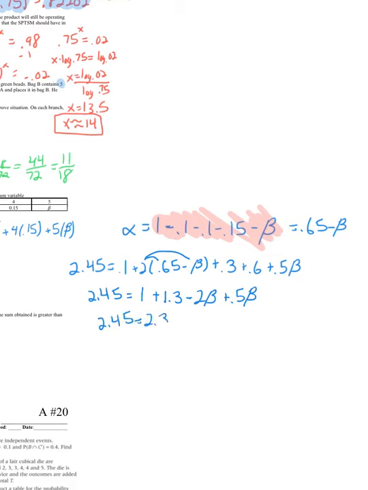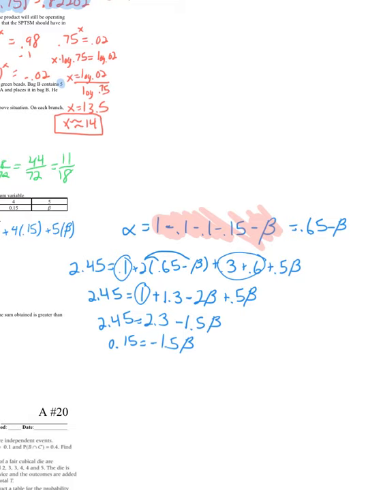2.45 equals 2.3 minus 1.5 beta. And I get 1 point, nope, not 1 point. I'm going to get 0.15 equals negative 0.15 beta. Right? How come you didn't add the 0.3 and 0.6? I think I did. I did 0.9 plus 0.1 is 1. That's where I got this one from. So the 0.3 and the 0.6 is 0.9, and then that's plus 0.1 is 1.